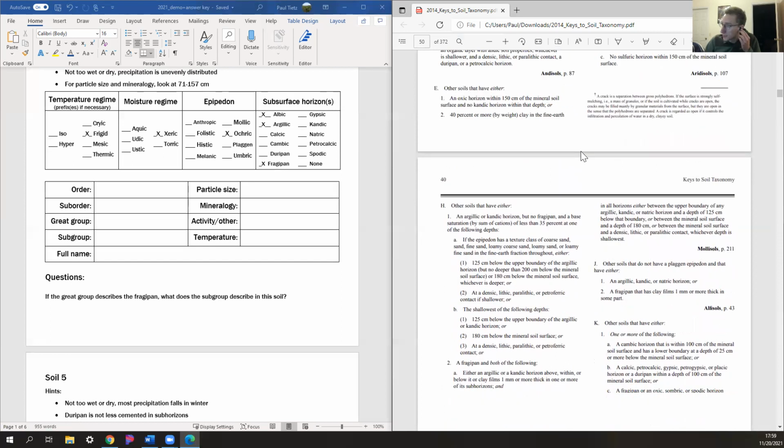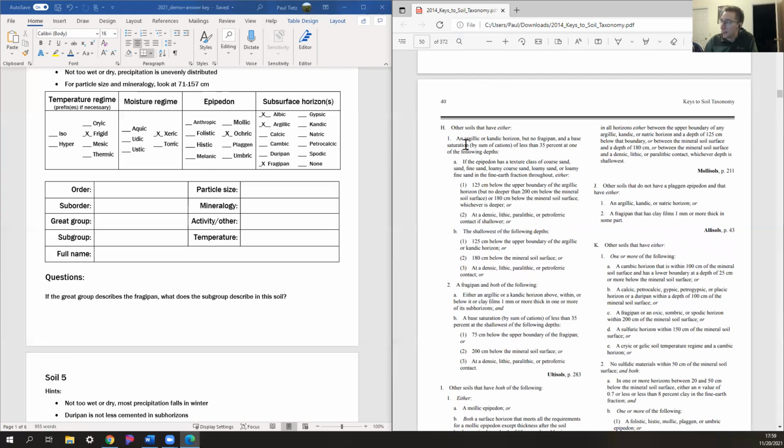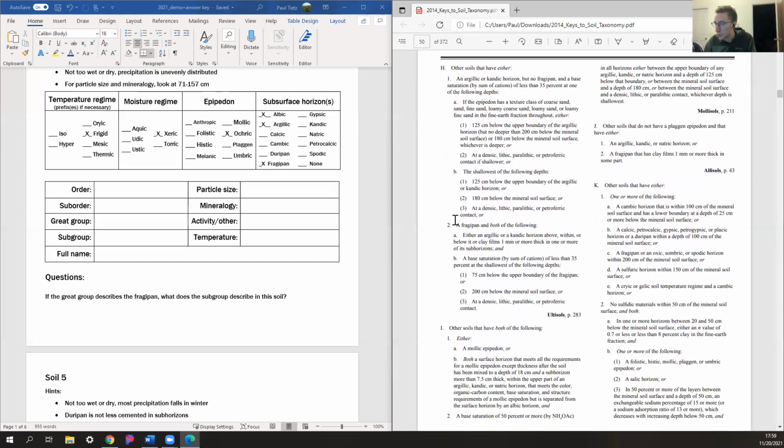Okay, yep. After Gelisols, we have other soils that have either argillic or candic, but no fragipan. So we do have argillic, but we do have a fragipan, so we're ruling that one out. So it's either 1 or 2. We don't fit 1, but we might fit 2: a fragipan and both of the following. So we have the fragipan, that's good. Either argillic or candic horizon.